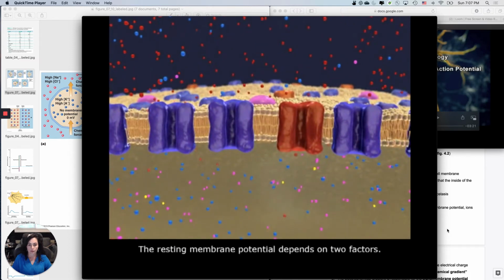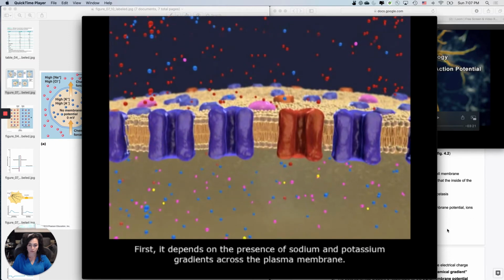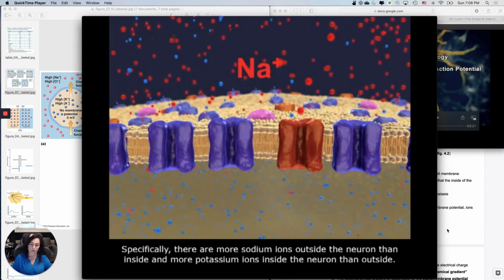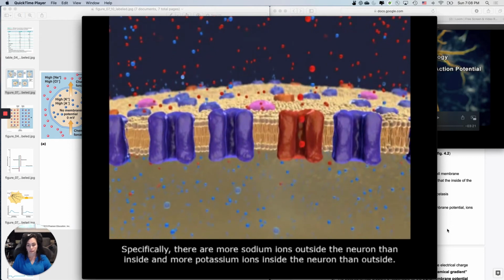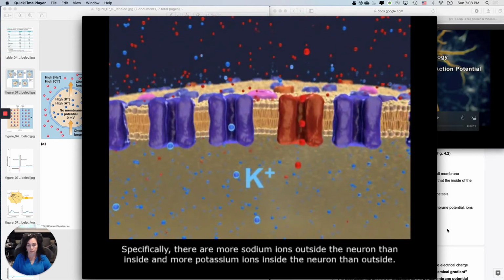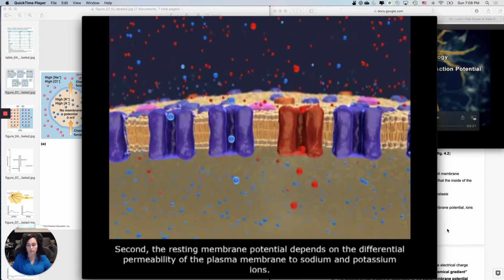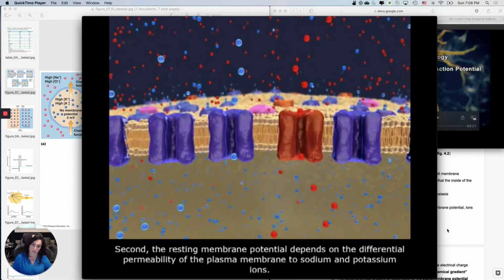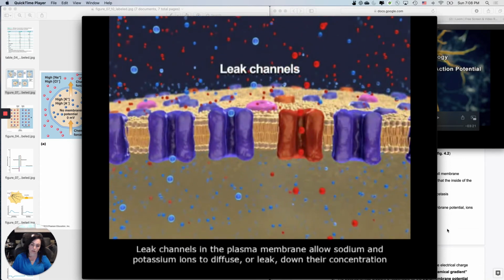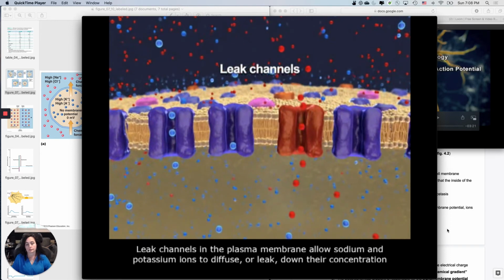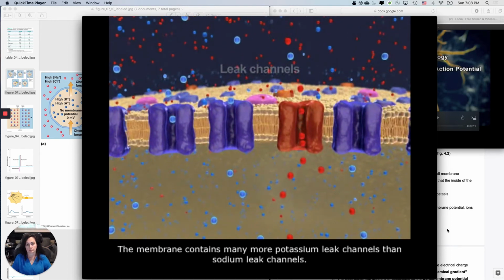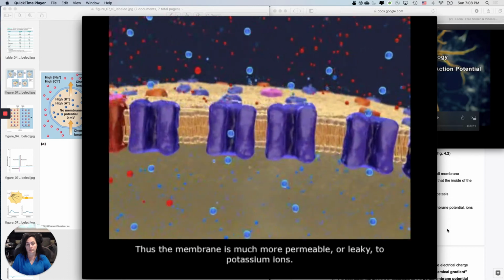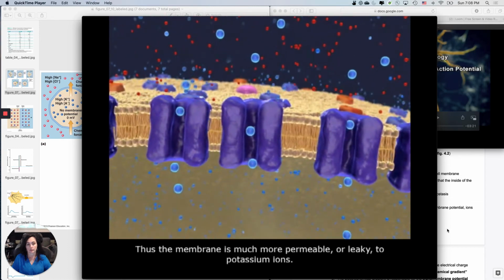The resting membrane potential depends on two factors. First, it depends on the presence of sodium and potassium gradients across the plasma membrane. Specifically, there are more sodium ions outside the neuron than inside, and more potassium ions inside the neuron than outside. Second, the resting membrane potential depends on the differential permeability of the plasma membrane to sodium and potassium ions. Leak channels in the plasma membrane allow sodium and potassium ions to diffuse or leak down their concentration gradients. The membrane contains many more potassium leak channels than sodium leak channels. Thus, the membrane is much more permeable, or leaky, to potassium ions.